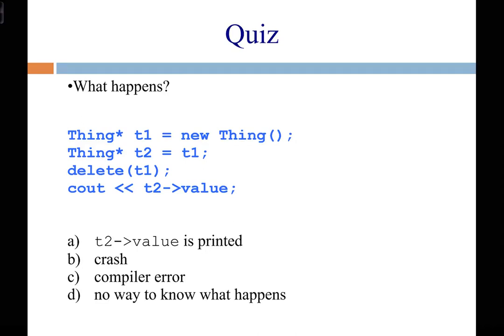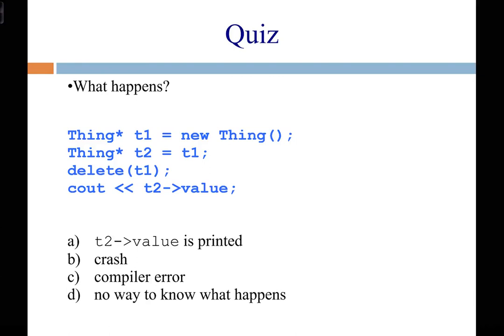I delete the object using T1, and then I ask for T2.value. So assume value is some field of the object. Okay, so what happens? Is T2.value printed? Does it crash? What? Undefined. So D is the answer here. There is no way to know what happens.